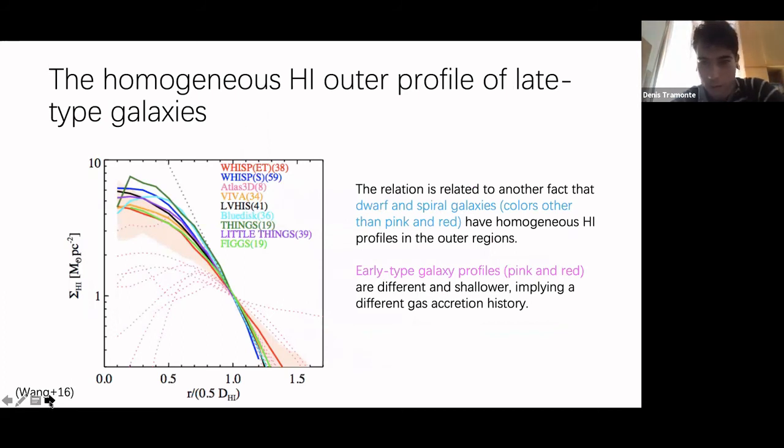Okay. And here, the reddish colors are for early type galaxies. They have different profile shapes, much shallower shapes. But the other samples, the dwarf irregular and spiral galaxies, have a perfectly homogeneous profile shape.